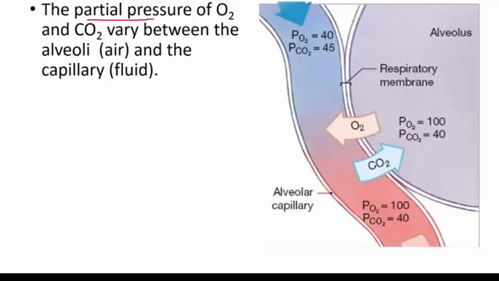The partial pressure of both oxygen and CO2 vary between the alveoli and the capillary. And this is going to determine which direction they will travel. So if you look in this diagram, this is the alveoli, so this is air in the lungs. And then this is blood plasma, which is a liquid.